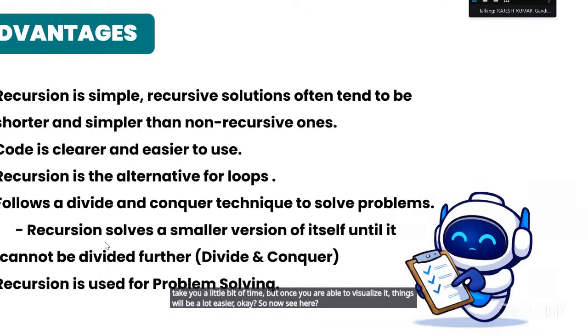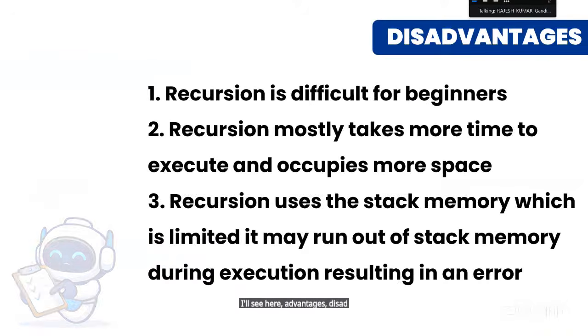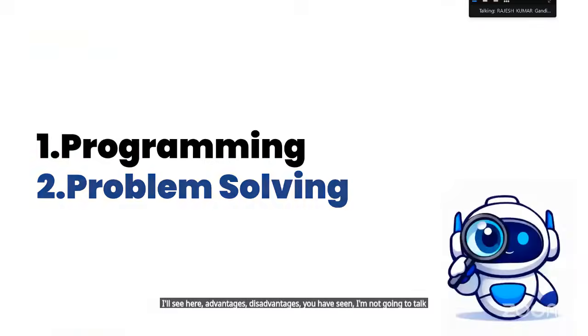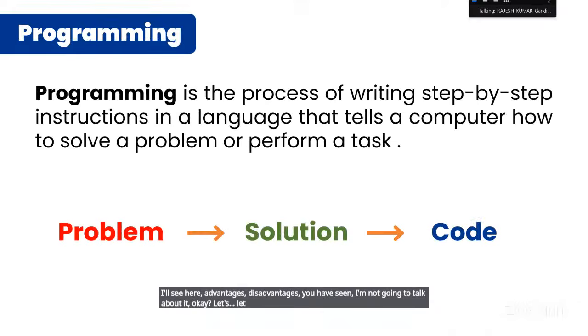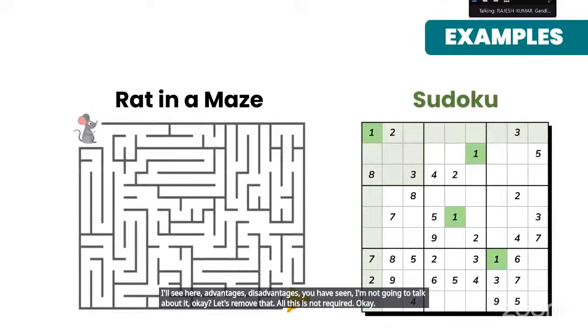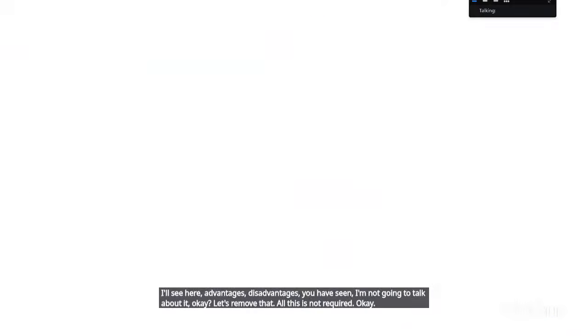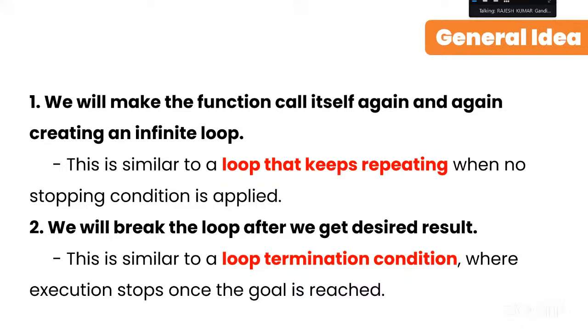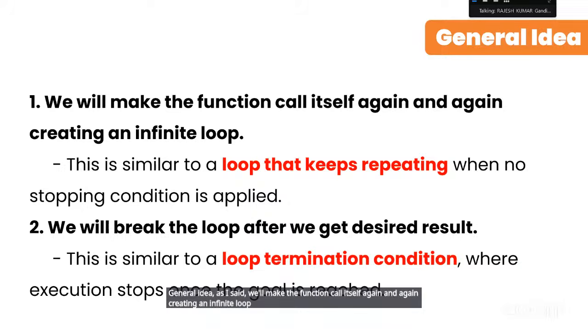Advantages and disadvantages you have seen, so I'm not going to talk about it. Let's remove that, all this is not required. The general idea, as I said, is that we make the function call itself again and again, creating an infinite loop. While that loop is repeating, we modify the values. When we get the desired result, we stop it.